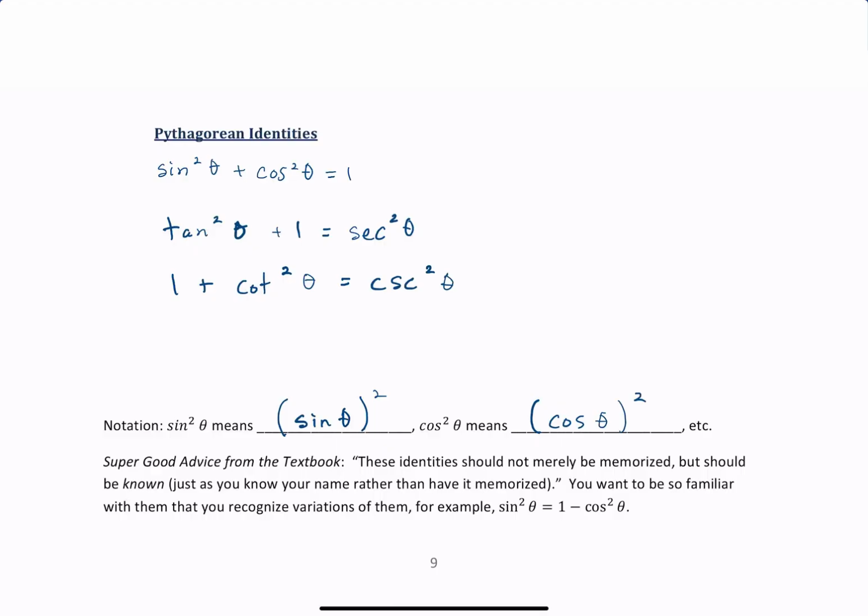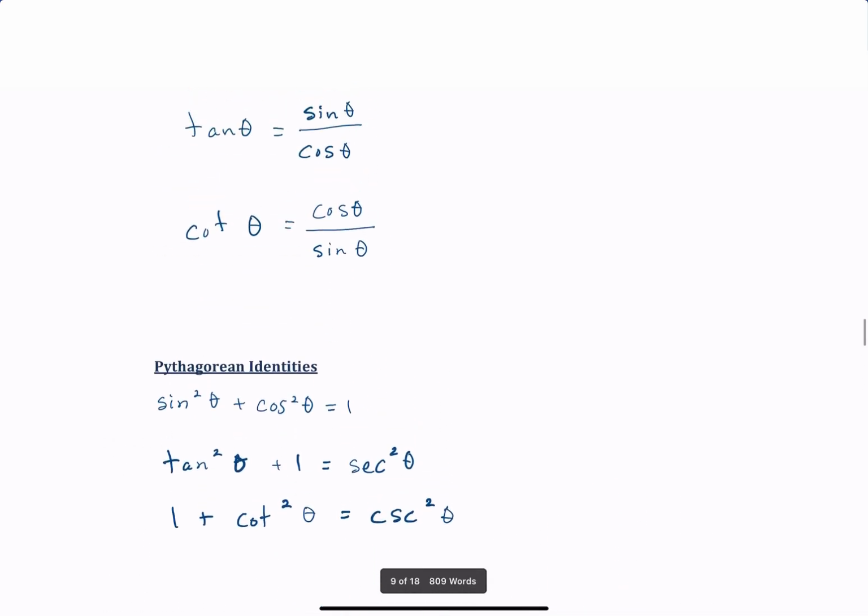Some super good advice, I think actually from a different textbook. These identities should not merely be memorized, but should be known, just as you know your name rather than having it memorized. You want to be so familiar with them that you recognize variations of them. For example, sine squared of theta equals 1 minus cosine squared of theta. So we'll just go back up and I'll point out some of the common variations.